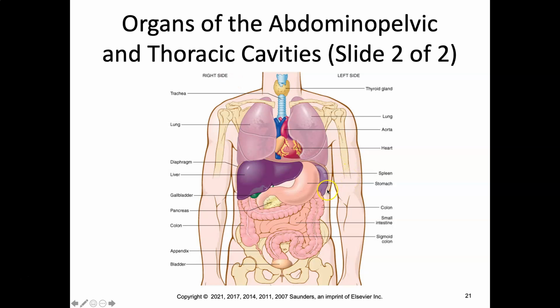And remember, what divides them? It's the diaphragm. It's this little line right here. That's diaphragm. And it comes over and it runs down here beside the liver. So the lungs and the heart are always going to be above the diaphragm. They'll be in the thoracic cavity. Below it will be the liver, the stomach, spleen, your small intestines, your large intestine, your pancreas, and everything else as they go down.